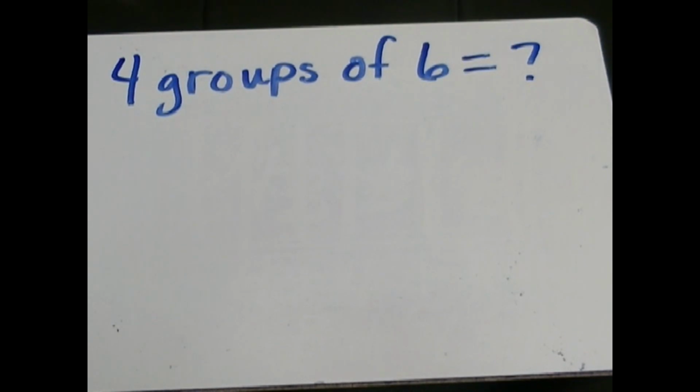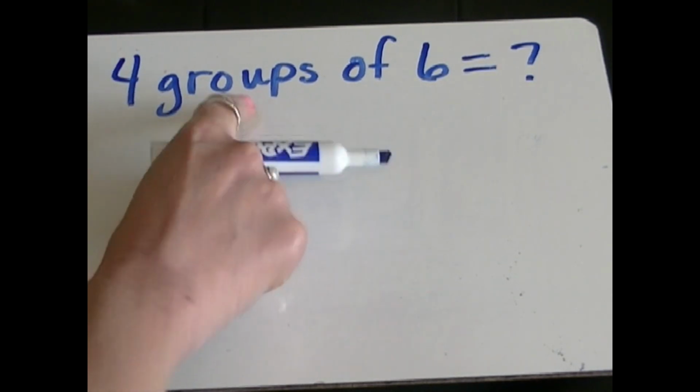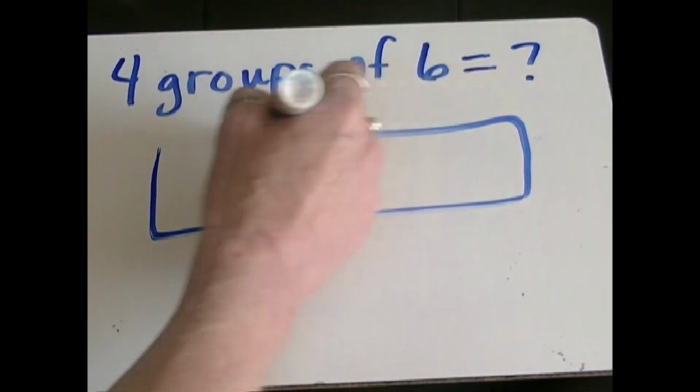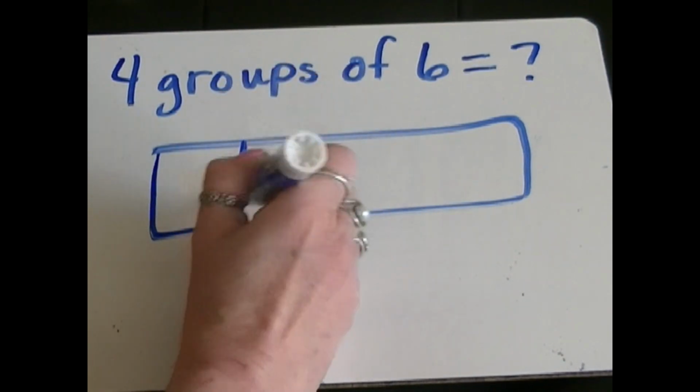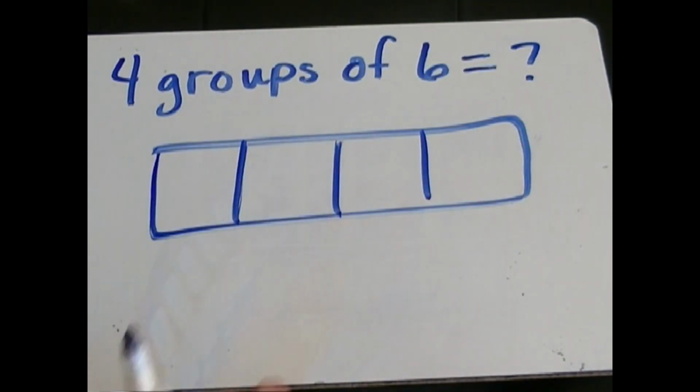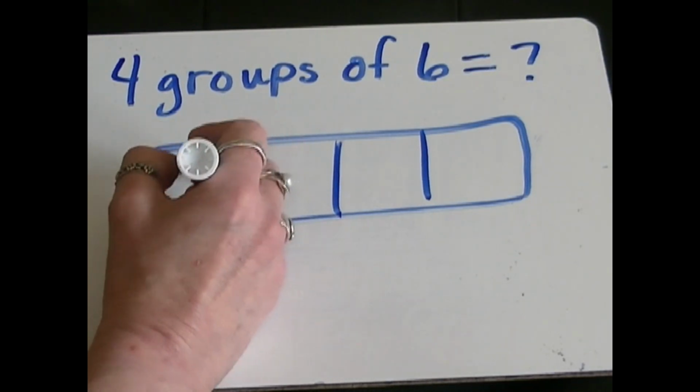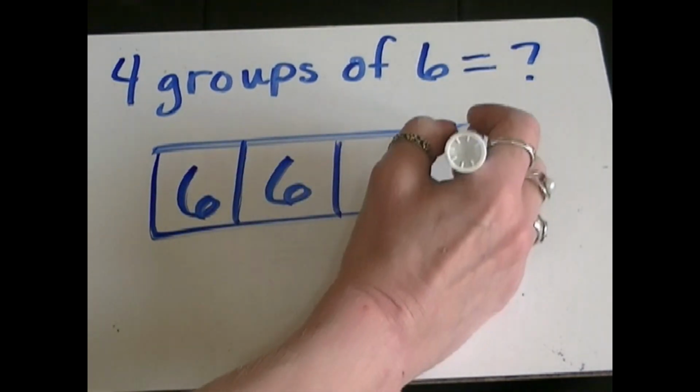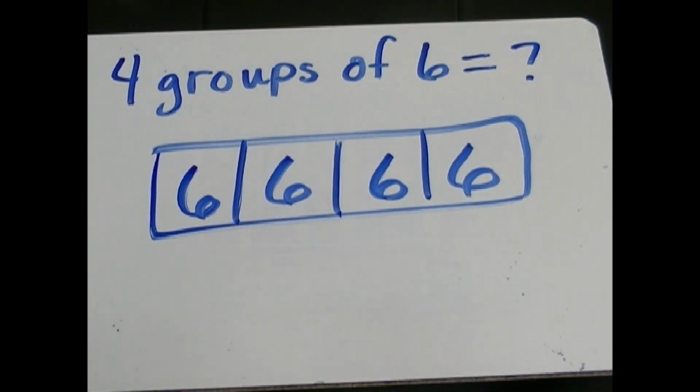Now, what if you had a problem like this, where someone asked you, hey, if you had 4 groups of 6, how much would you have? You could easily solve it by drawing a tape diagram. So I know I need 4 groups, which means that my tape diagram is going to need 4 boxes in it. 1, 2, 3, 4. And I know I need 6 in each group. Now I could draw 6 dots, or I could just write the number 6. This is one way to help you solve a number problem by using a tape diagram.